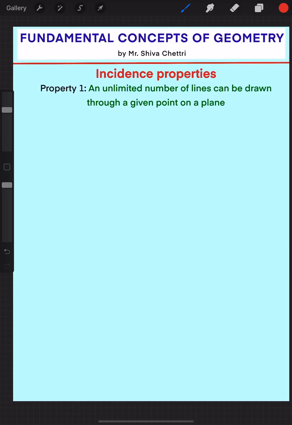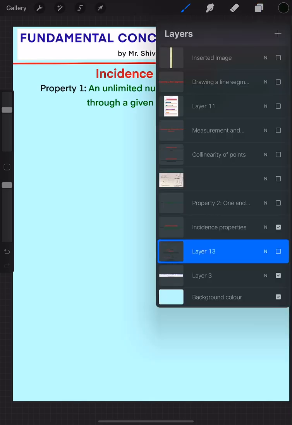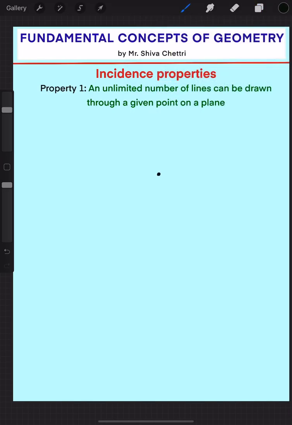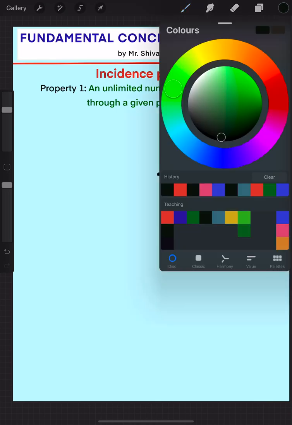Property 1 says that an unlimited number of lines can be drawn through a given point on a plane. That means if I mark one point on a plane, this screen is my plane, so I'm marking one point or a dot on this plane, right? How many lines can be drawn through this given point? What do you think? Let me draw.